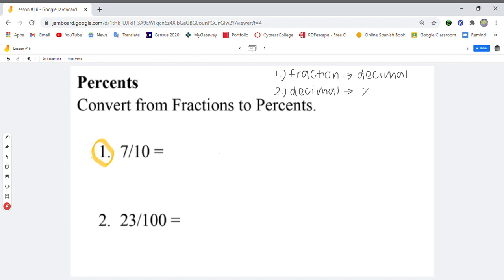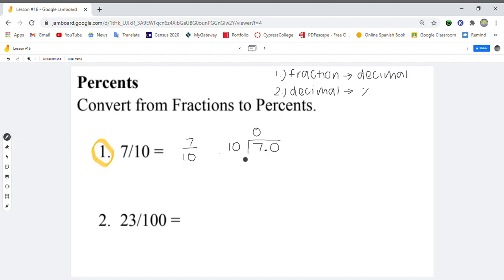So we're going to be doing number 1. We have 7 over 10. And looking at the first step, we have to convert that into a decimal. And to convert a fraction to a decimal, we just have to divide the numerator by the denominator. So we're going to put 7 inside here and 10 on the outside. So 10 cannot go into 7. It goes into it 0 times, so we're going to be using a decimal point. So we add a point and a 0 after that.